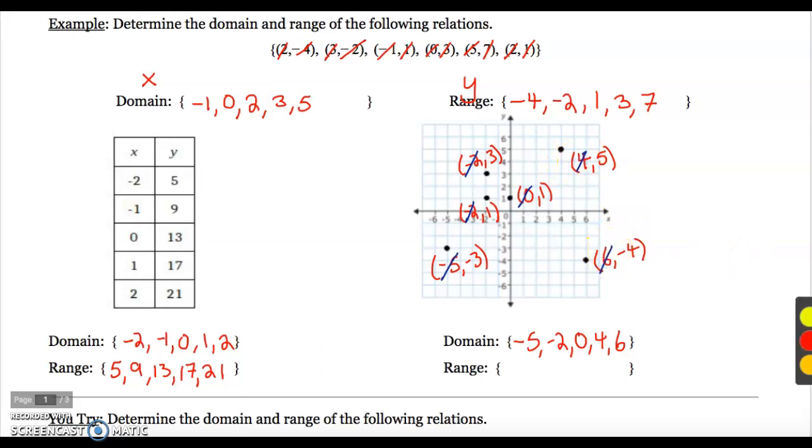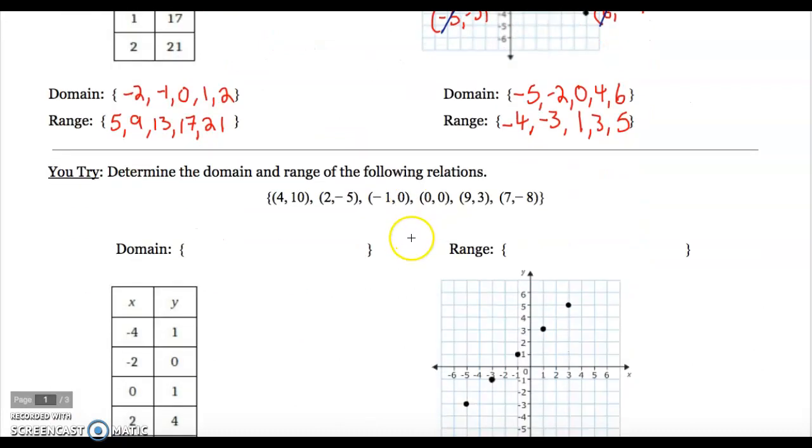Okay, now I can look at my Y values to do my range. My lowest Y value looks like it's -4. Then I bump up to -3. 1 is on there in two separate points, but I only list it once. And then 3, and then 5. There you go. That's how you find the domain and range of each of these sets.